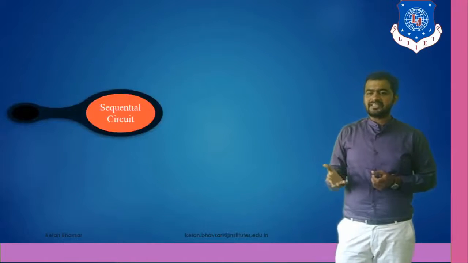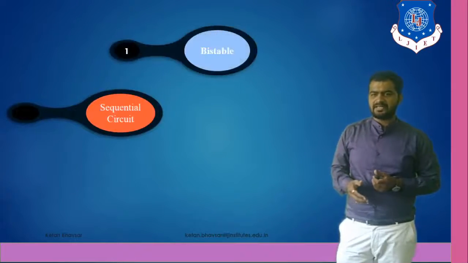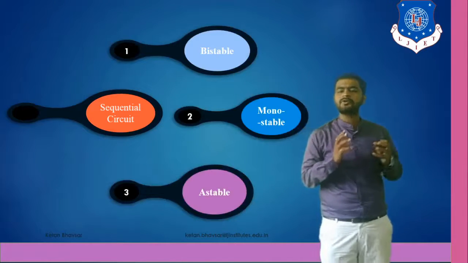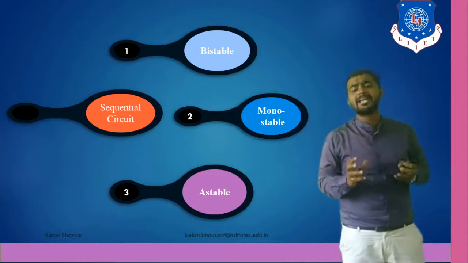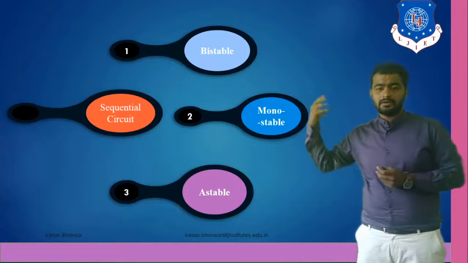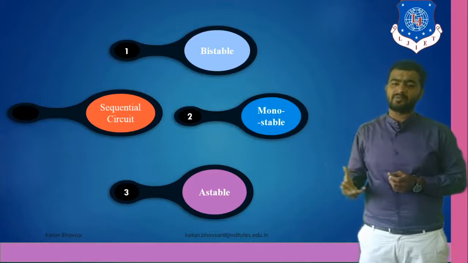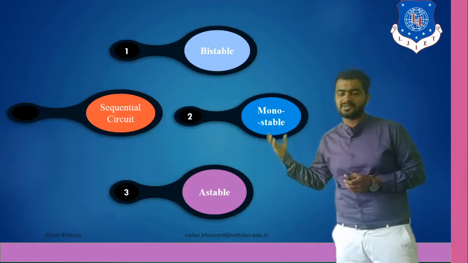Now, the sequential circuit, the types you already know. It's bistable, monostable, and astable. Now we go into the depth and study the different types of bistable, monostable, and astable circuit, and also we go into the depth when we're talking about the different types of sequential circuit.